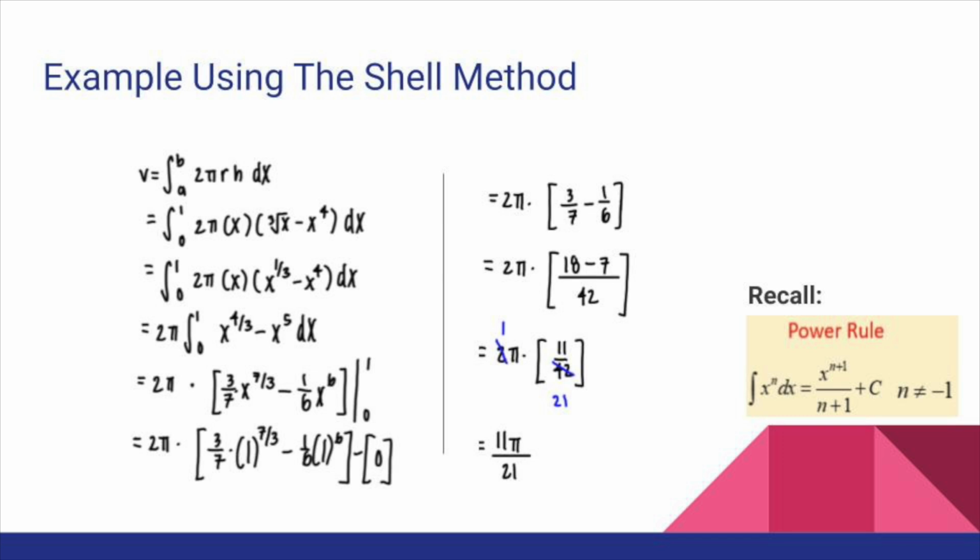So we need to find the least common denominator. In this case, the least common denominator is 42. This will give us a difference of 11 over 42. But we cannot forget about 2 pi. Now we can multiply 2 pi times 11 over 42. This will give us 11 pi over 21, which is our volume using the shell method.